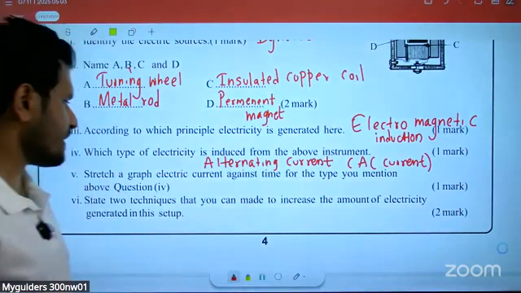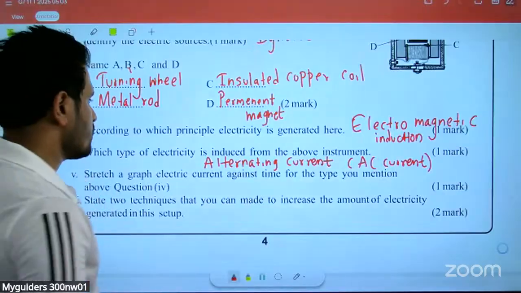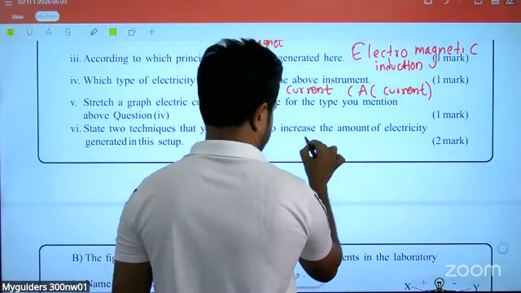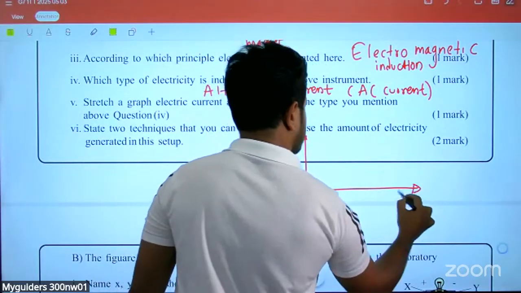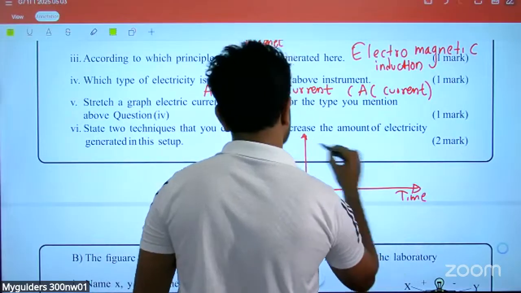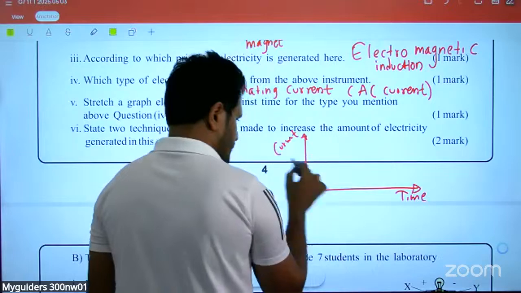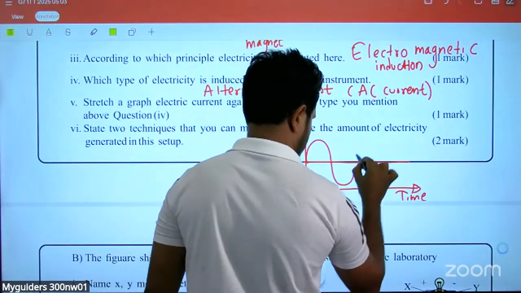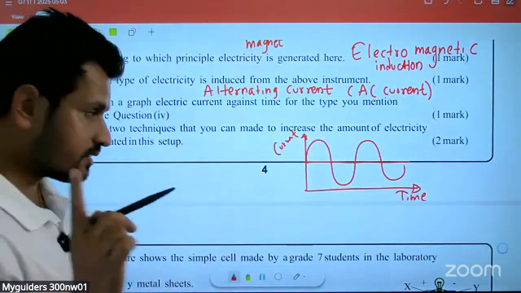Sketch a graph of electric current against time for the type we mentioned above. We indicate an AC current like this. Time on the x-axis, current on the y-axis. So what happens? This is how current flows in AC current.